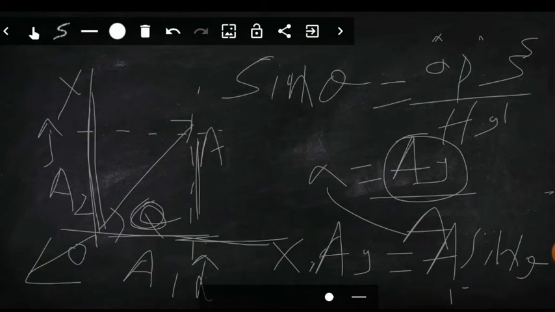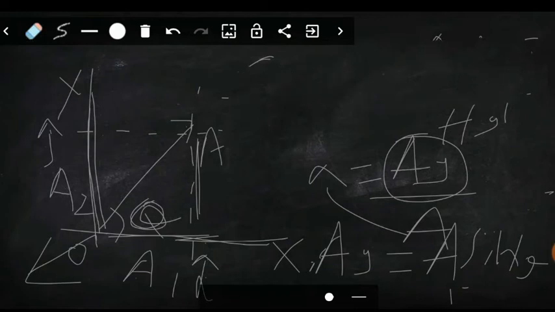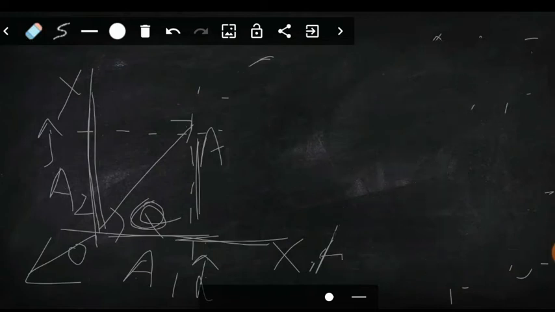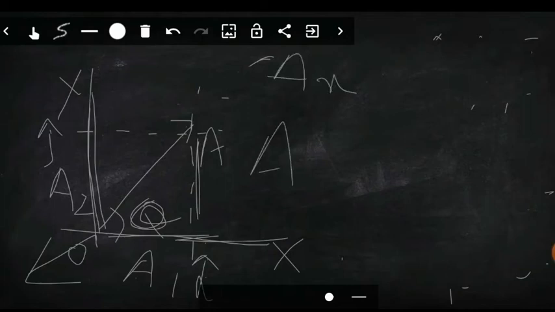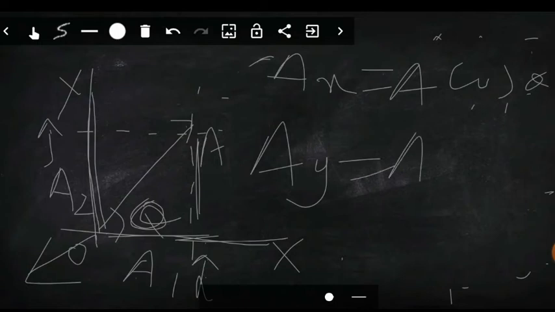Then if the angle theta and the magnitude of that vector are known, that means the theta value and the magnitude of a are given, then we can easily find ax, the x component, and also it is easy to find the y component ay. Ax equals a cos theta, ay equals a sin theta.